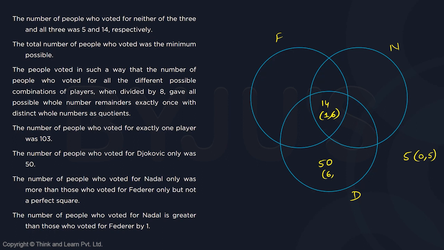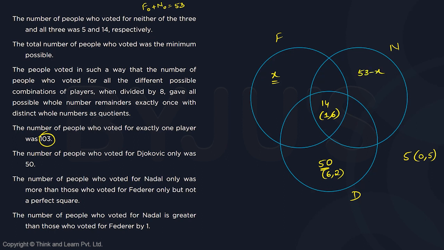Quotient is 6 and the remainder is 2. Now I have, if I take this as x. Now remember, it is given to us that only one player is 103, out of which 50 is already written. So the remaining should be only Federer only plus Nadal only, which should be 53. If this is x, then therefore this will be 53 minus x.